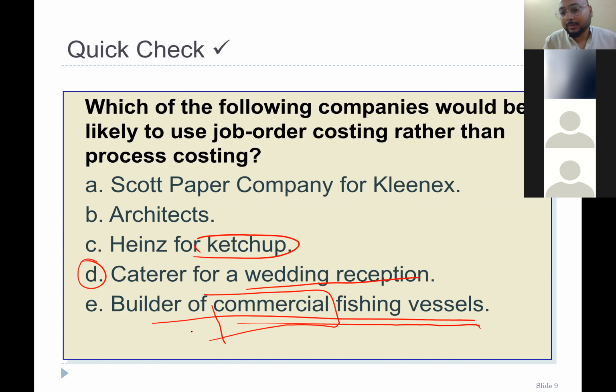Oh, okay. Sir, I have a question. Every vessel is the same, right? If they were building luxury yachts, every luxury yacht is different. But for commercial fishing vessels, they are the same product, same kind of facilities, everything is the same. So they are applying process costing. Good.